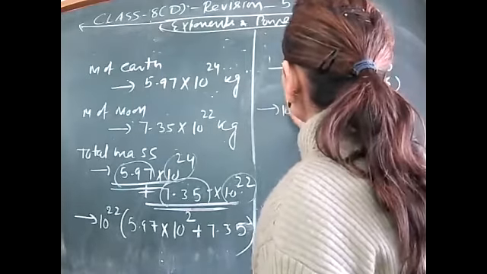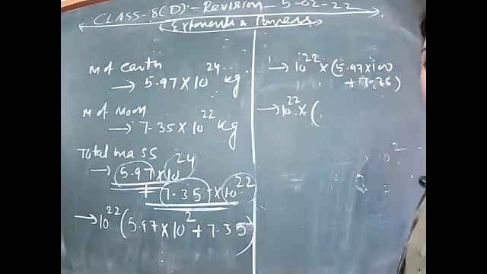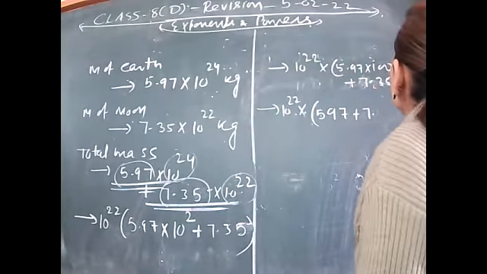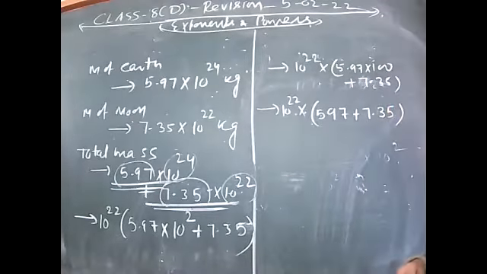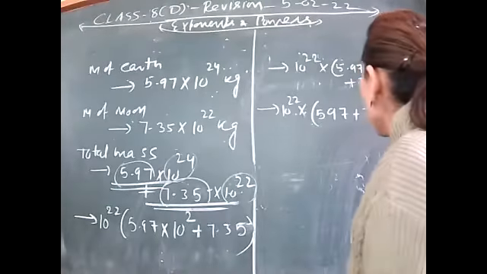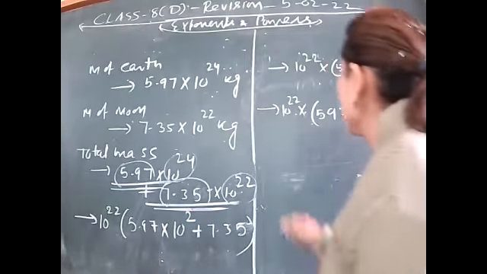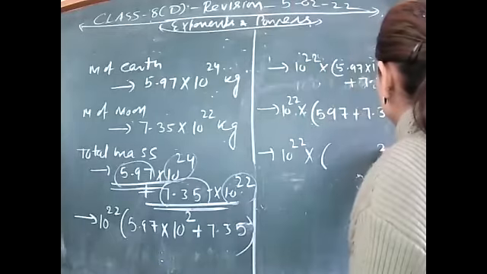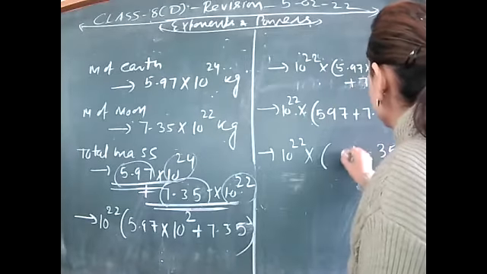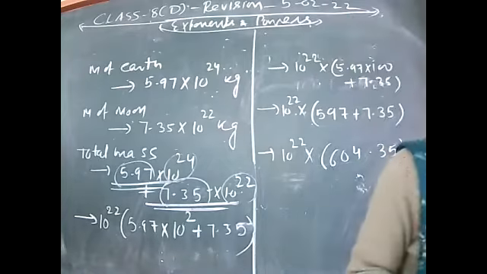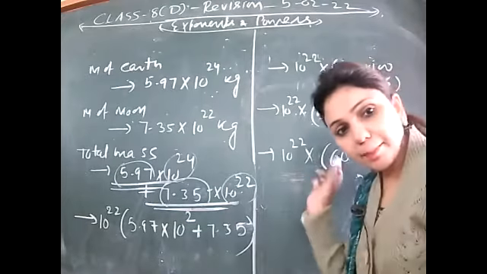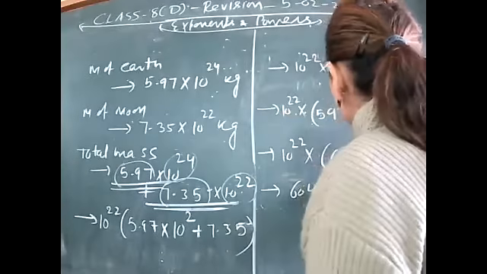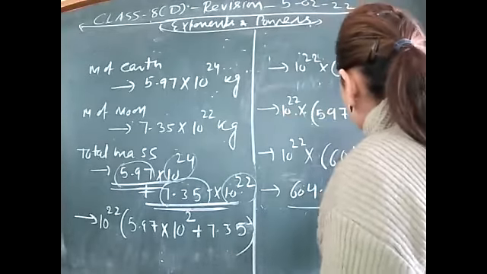So this will be 10 raised to power 22 multiplied by, when you multiply 5.97 by 100, you get 597 plus 7.35. Right? So when you add it, you will get 10 raised to power 22 into 604.35. In standard form, the number comes first and then the powers. So I would like to write it as 604.35 multiplied by 10 raised to power 20.